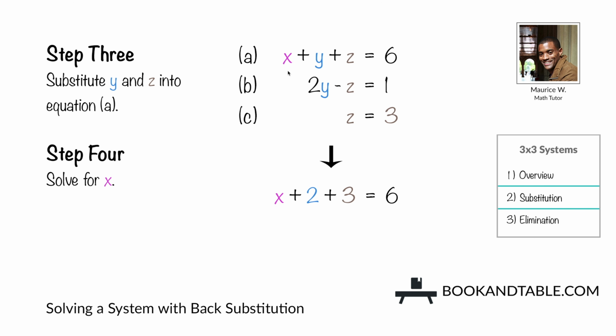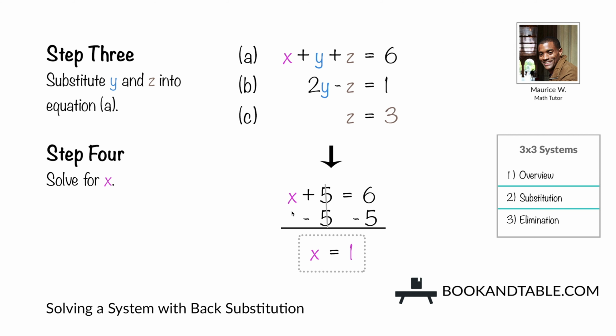When we do so, we get x plus 2 plus 3 is equal to 6. 2 plus 3 is equal to 5. And now we can solve for x by subtracting 5 from both sides, showing us that x is equal to 6 minus 5, which is 1.